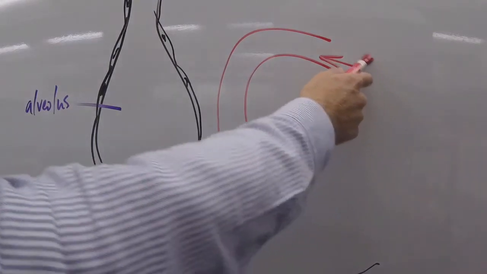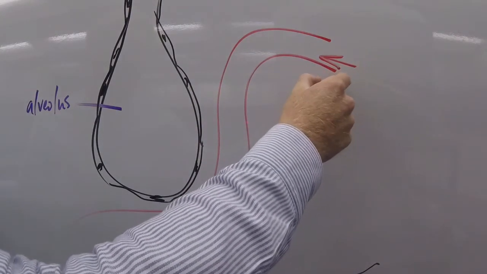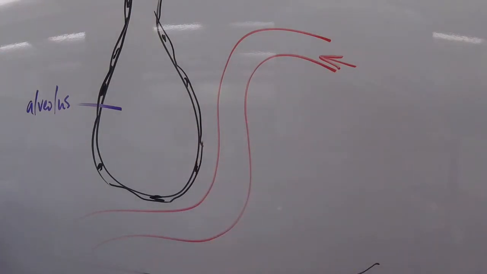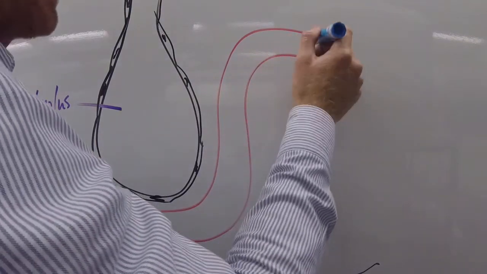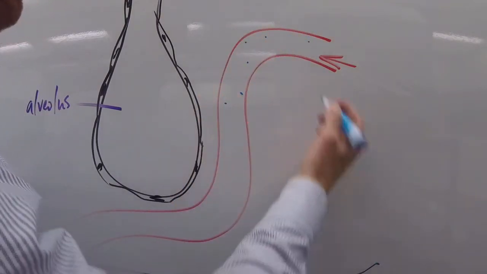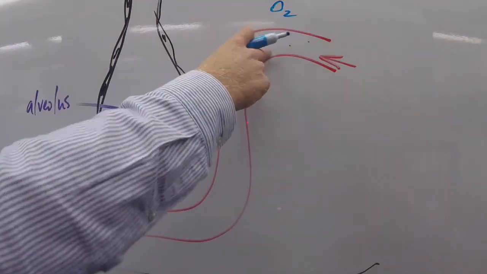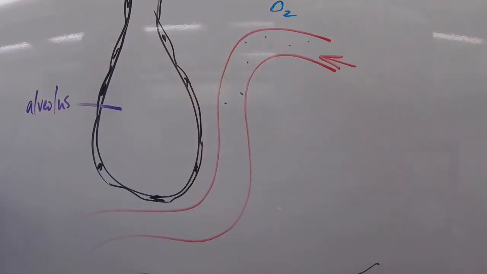And this blood that comes into this capillary is blood that is returning from the body after it's already circulated through all of our tissues. And so it's going to be very low in oxygen. If I were to draw these little blue dots, these blue dots represent the amount of oxygen that's in this blood. So blue is oxygen. And this blood that's returning from the body is going to be low in oxygen because that oxygen has been used up by our tissues.